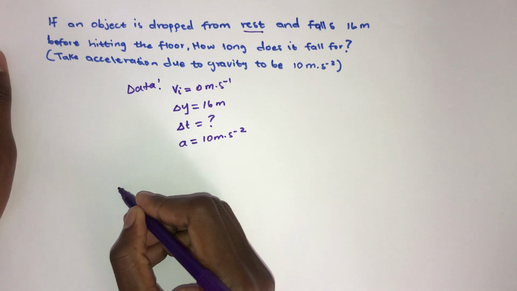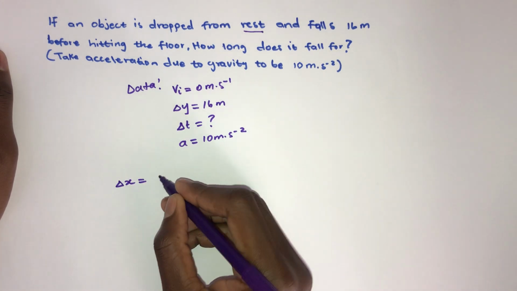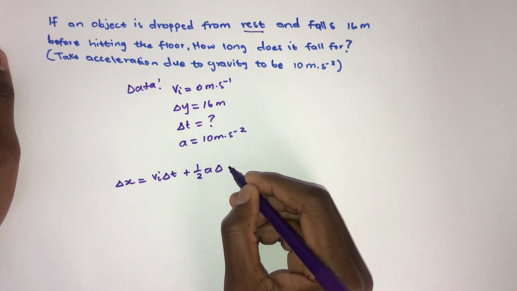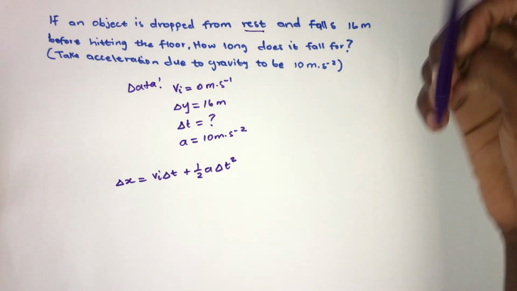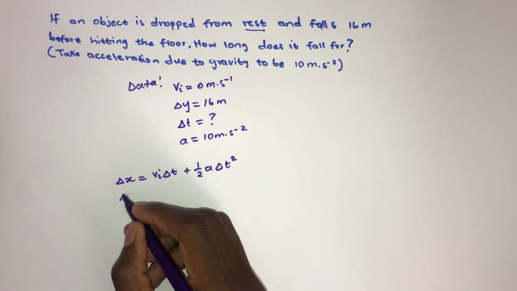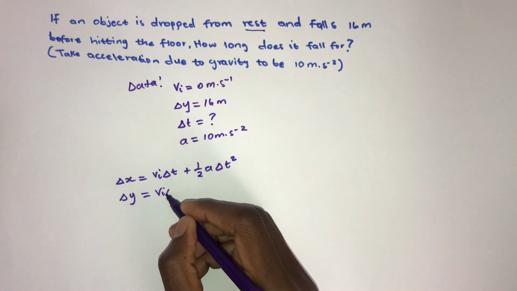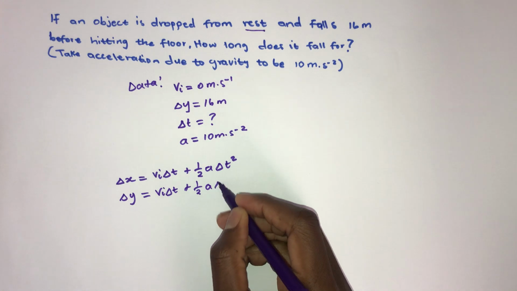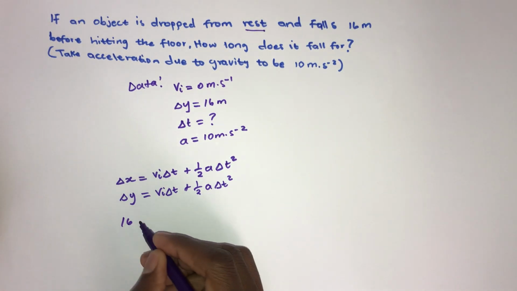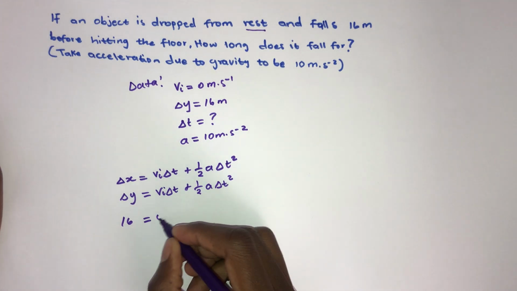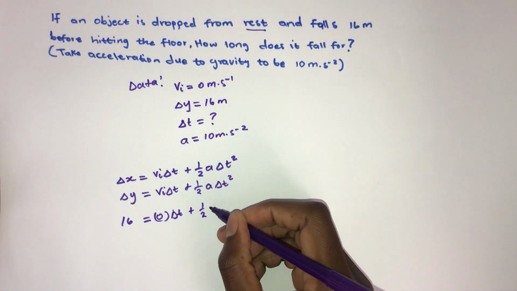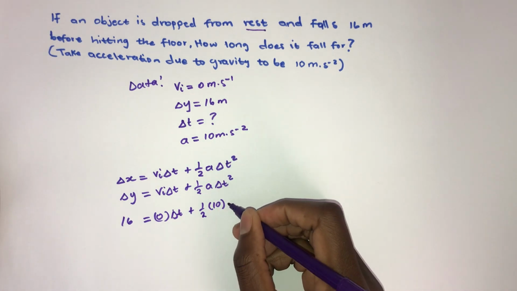Equation number 3 says change in x is equal to v initial change in time plus 1/2 a change in t squared. But according to the statement, the object is falling. That means now instead of x, we use y, since it's vertical. So now, what is the distance? The falling distance is 16. So we have 16 is equal to v initial. They said initial velocity is 0. The change in time, we're looking for time here. The acceleration is 10, just write 10. Then the change in time squared.